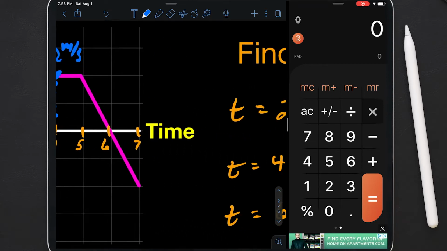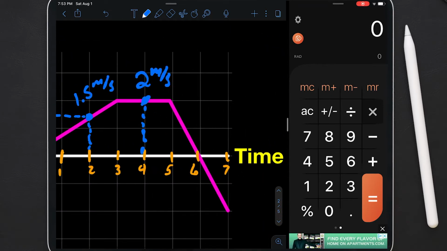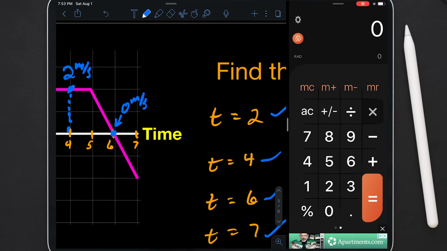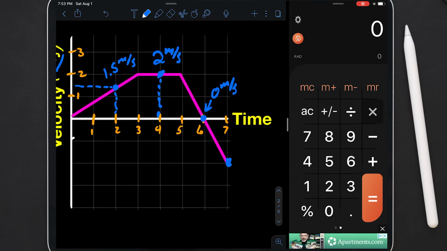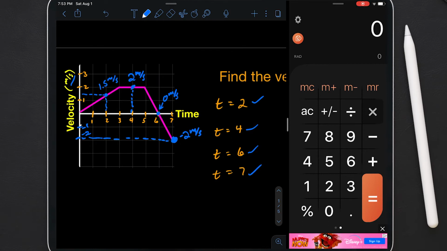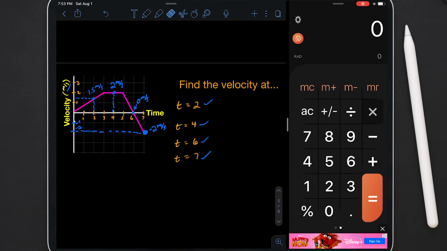And then what else was there? 6 seconds. So at 6 seconds, we're right here. So that is 0 meters per second. It's on the axis. And then, let me zoom out just a hair. We also have 7 seconds, which is right here. Well, there's no number there, but we could deduce that that would probably be -1, and this is a -2. So right here, we're at -2 meters per second. So that's just basically reading a velocity versus time graph.